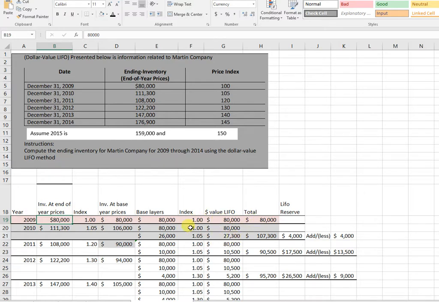So again, if you're watching this as your first video, the first one's a little bit confusing because I only have one layer.